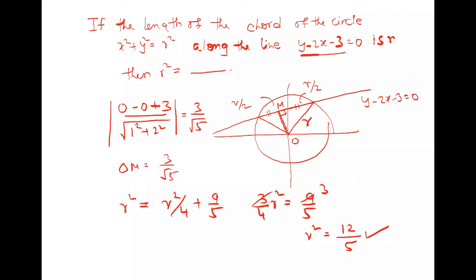Pythagoras theorem. Name this as A. Name it as B. OM square plus MA square is equal to OA square. Using the Pythagoras theorem. OM square plus MA square is equal to OA square. That's the Pythagoras theorem.